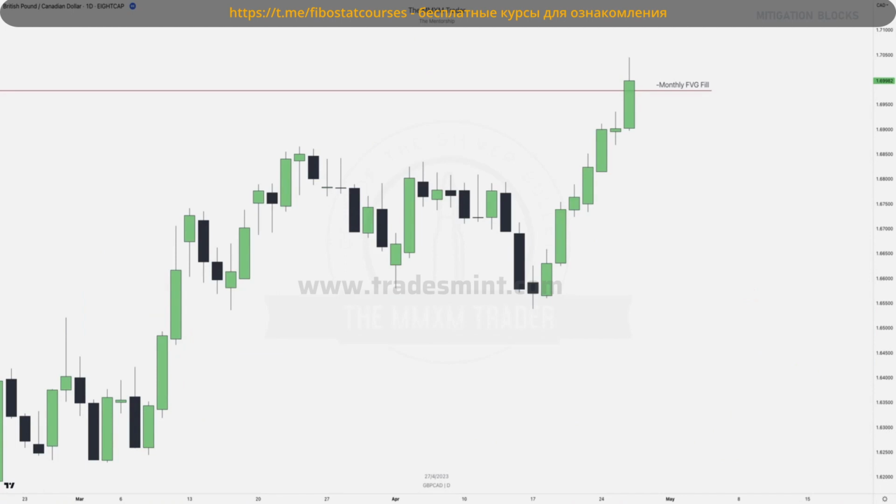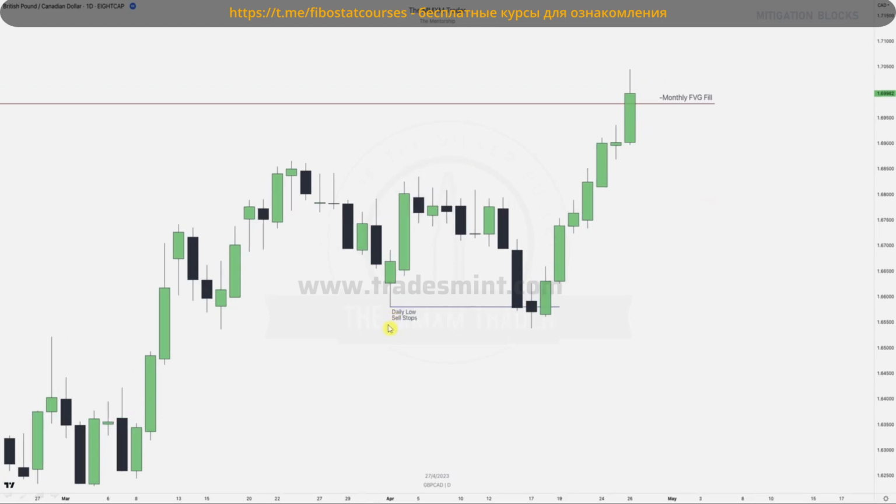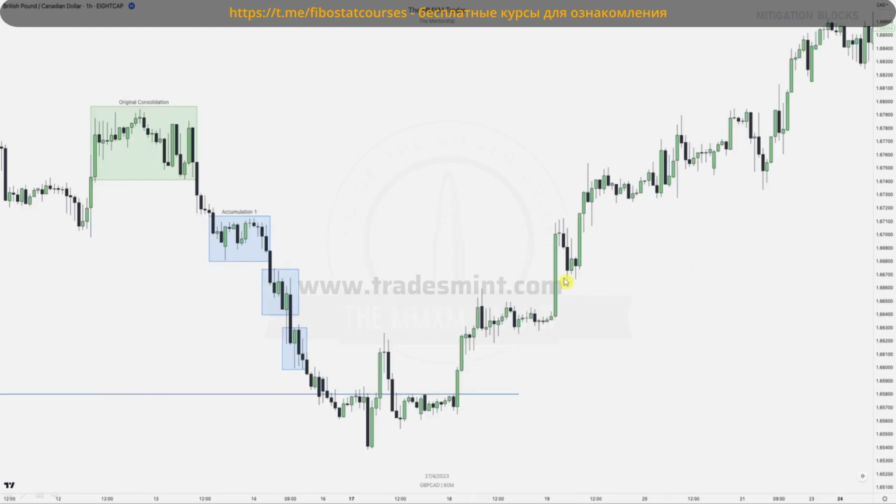Right, we've got a British pound Canadian dollar daily chart. We filled up a monthly fair value gap right here. Took out these daily sell stops down here, so we went from external to internal. What does that look like on the 1 hour chart?